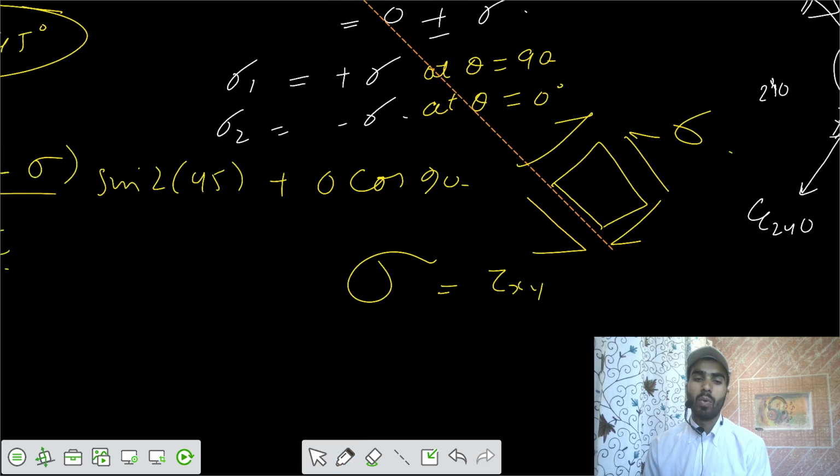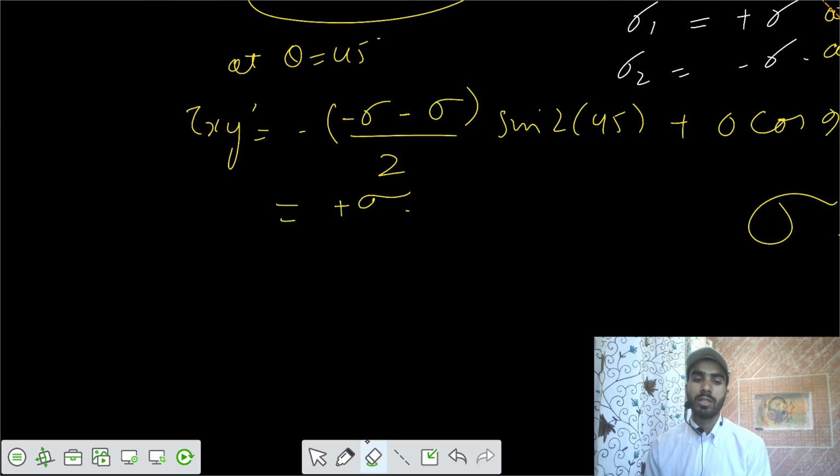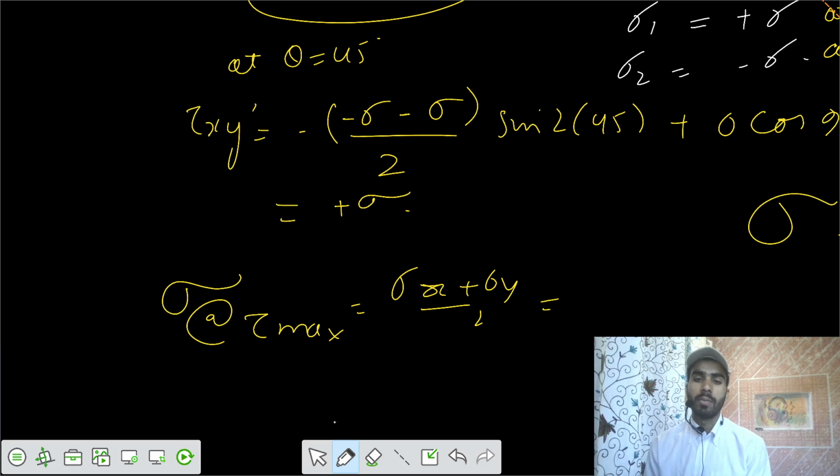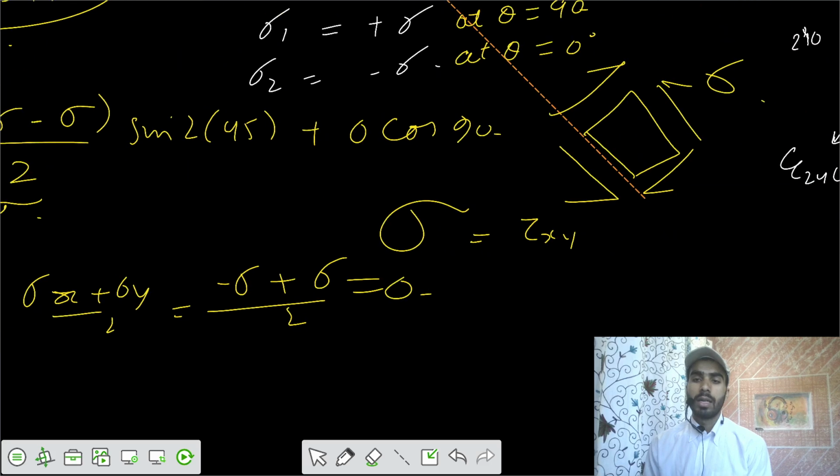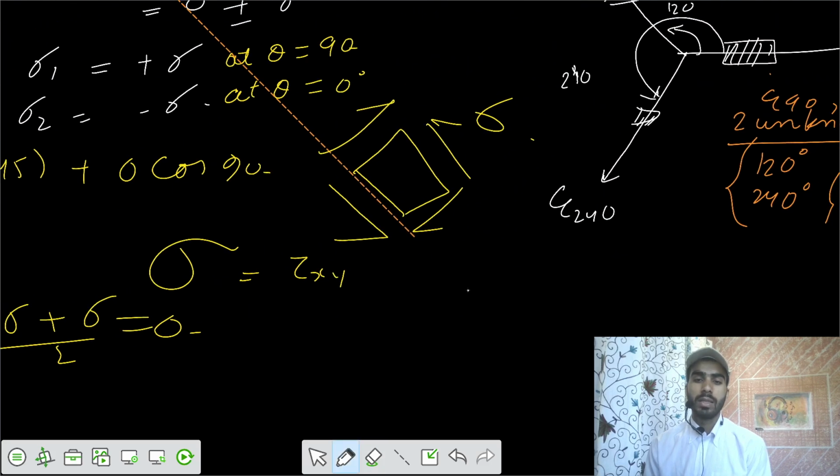And if we say what is the value of the associated normal stress on this plane, sigma at tau max equals sigma x plus sigma y by 2, that's 0. That means a pure shear plane. We can say it's a pure shear case.